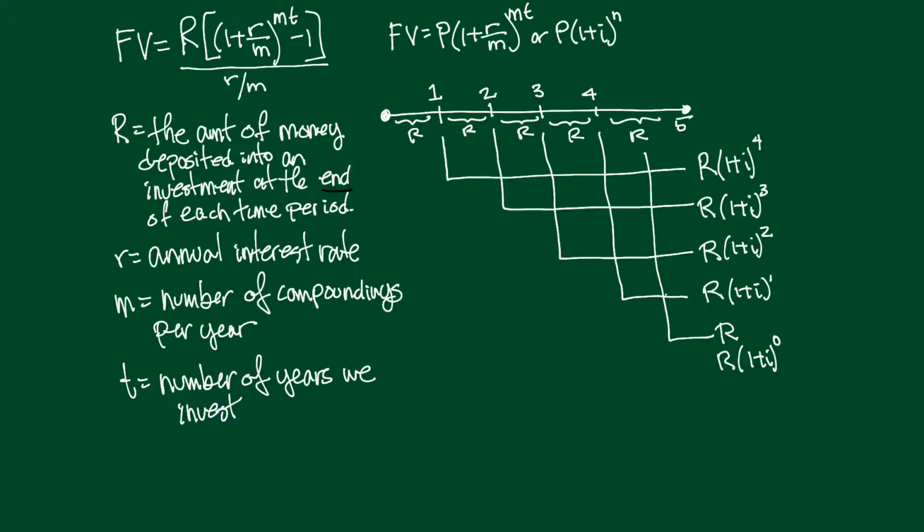We can get the total amount of this investment now just by adding these numbers up, right? So let's do that. So it's going to look like this now. The future value is going to be that top one, R times 1 plus i to the 4th, plus the next one, R times 1 plus i to the 3rd, plus the next one, R times 1 plus i to the 2nd, plus R times 1 plus i to the 1st, plus R times 1 plus i to the 0. That sum here gives us the future value of our investment.